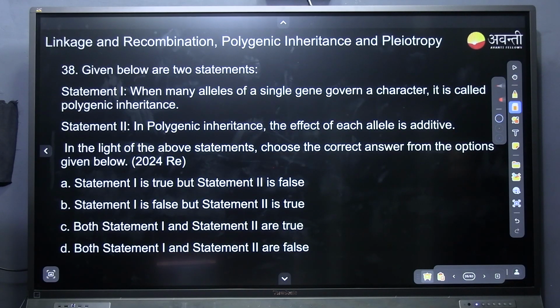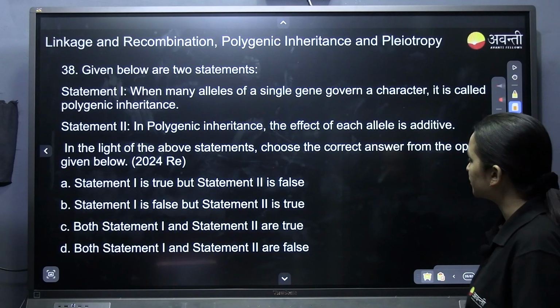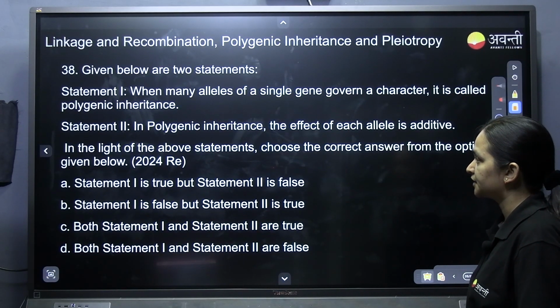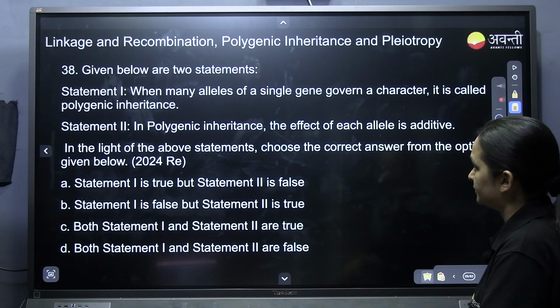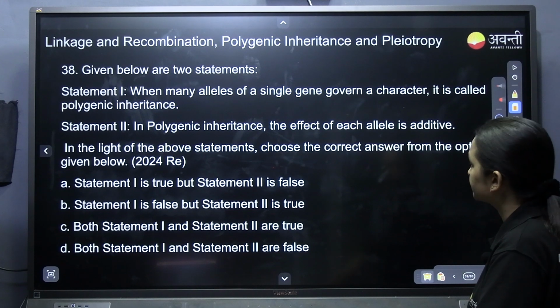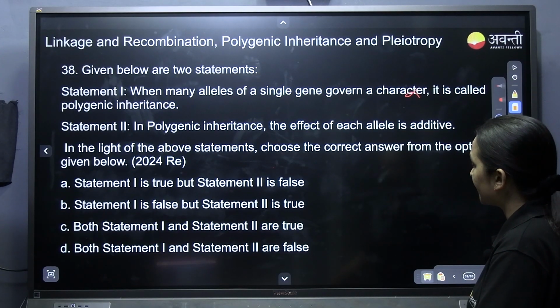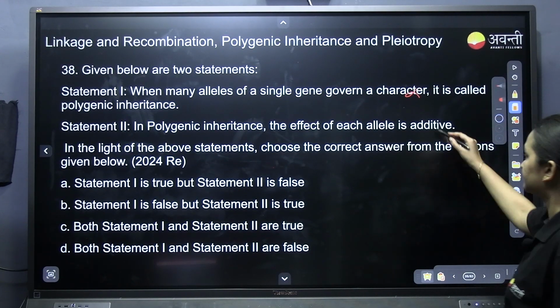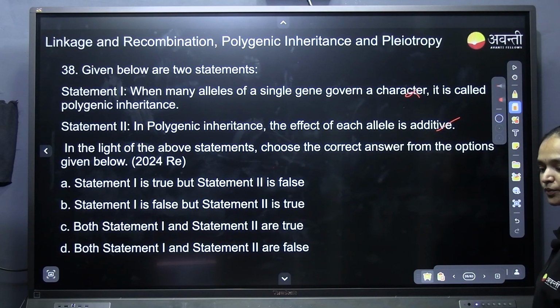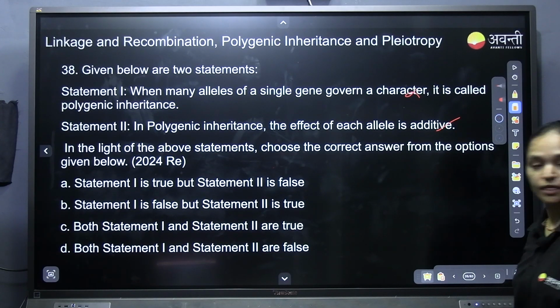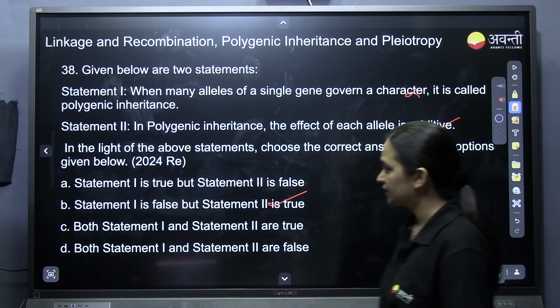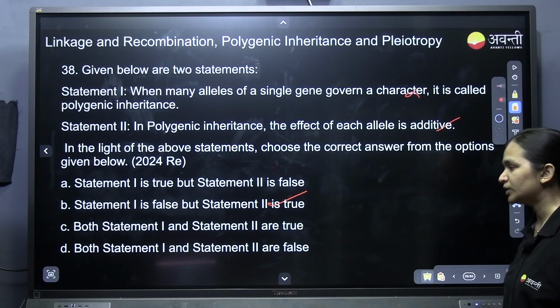Given below are two statements. Statement 1: when many alleles of a single gene govern a character, it is called polygenetic inheritance. What do you mean by polygenetic inheritance? When more than one gene is governing a single character. Wrong. In polygenetic inheritance, the effect of each allele is additive. Correct? So which is the correct answer? B. Yes. Statement 1 is false and 2 is true.